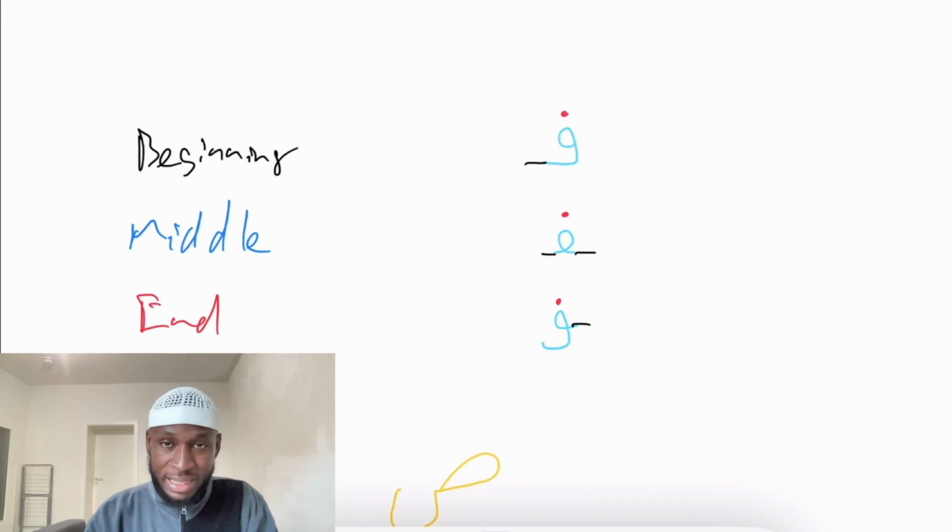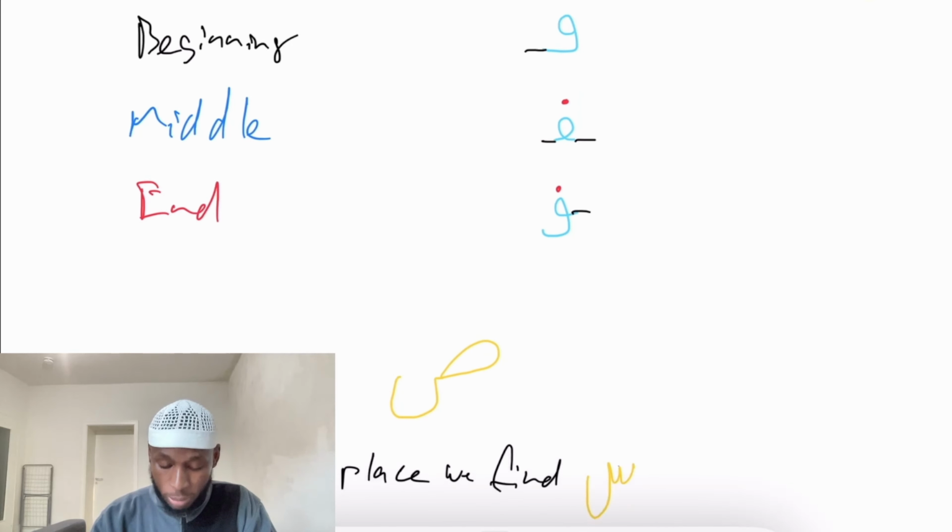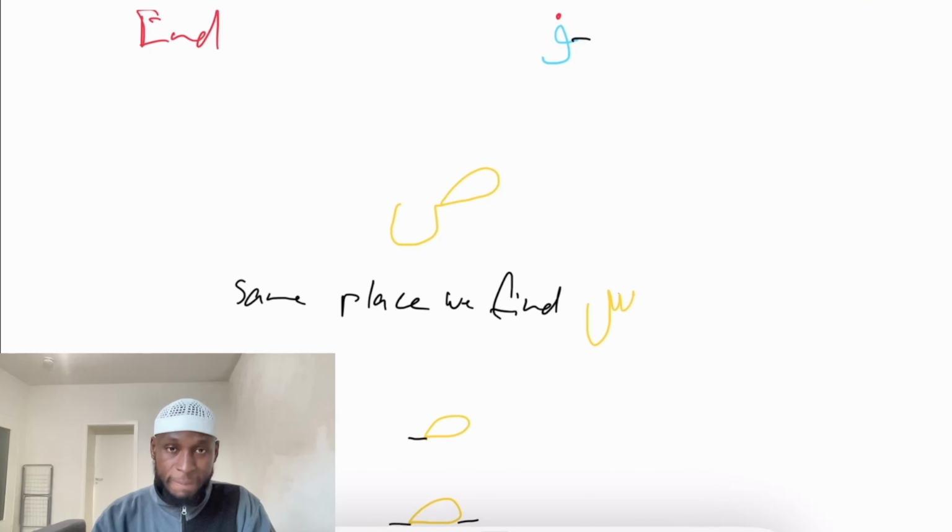It has a beginning, a middle, and an end form. It's similar to qaf, but as I always told you, we have to concentrate on the dot. To differentiate qaf and fa, we have the dot. For qaf, how many dots do we have? Two, on top of it. As for fa, we have only one dot. Alhamdulillah, so we cover the letter fa.